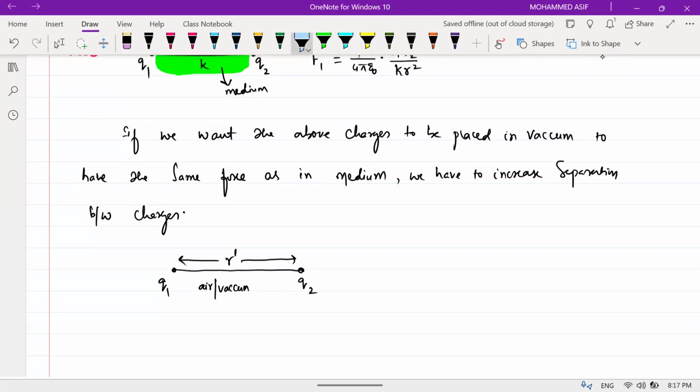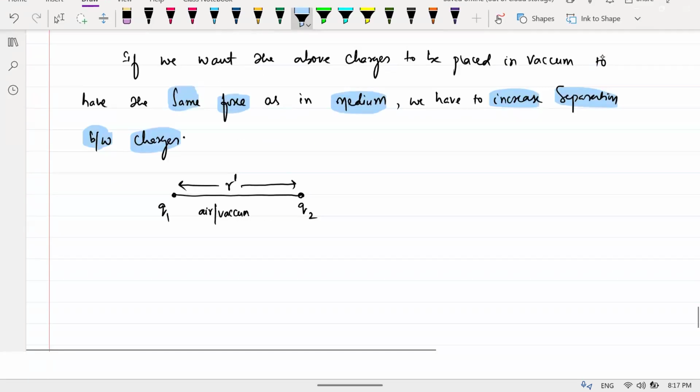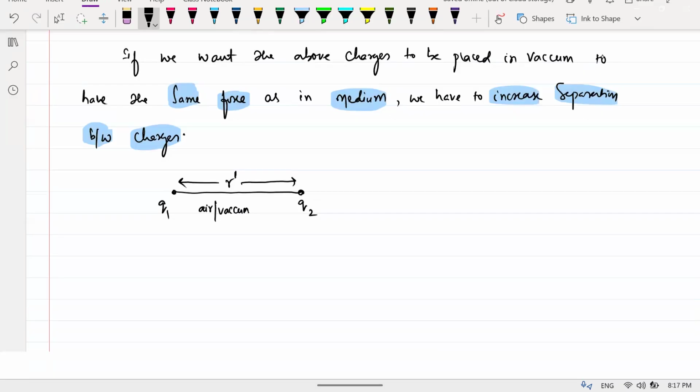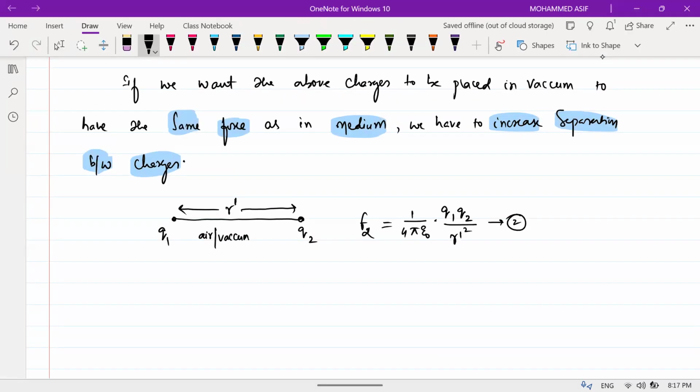If we want the above charges to be placed in vacuum, it is important to have the same force as in the medium. Then what do we need to do? We have to increase the separation between the charges. Now I'm increasing that separation to R dash. When it is in vacuum, the force F2 will be 1 by 4 pi epsilon naught into Q1 Q2 divided by R dash square. This is my equation number 2 and the above one is equation number 1.